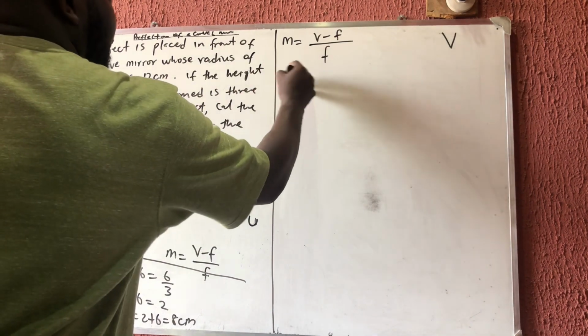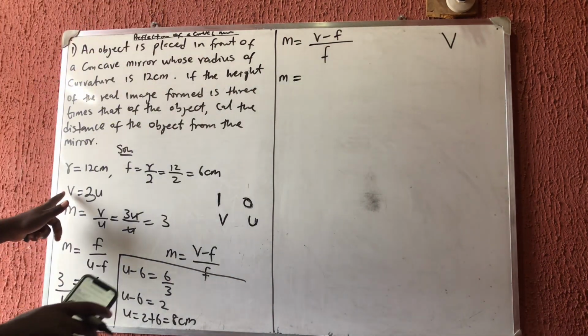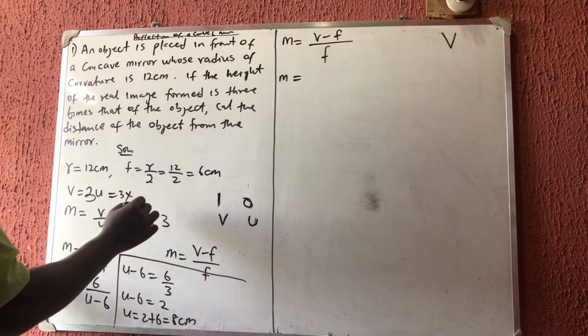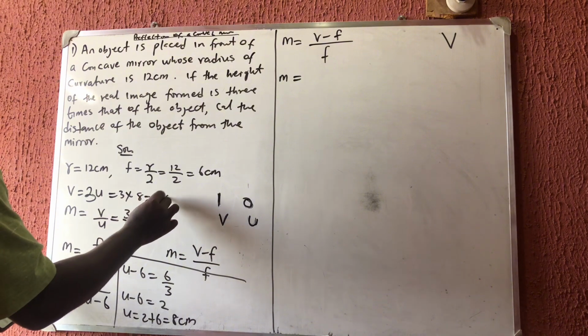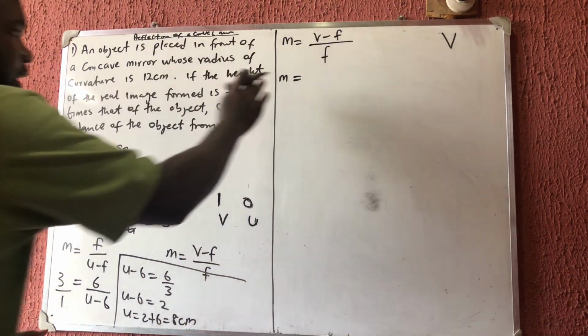Now, if I want to get my V, you can simply come here. They say that your V is equal to 3 times U, which is 3 times 8, which is 24 cm. If you don't want to use that, let us use this formula and see if we get the same thing.